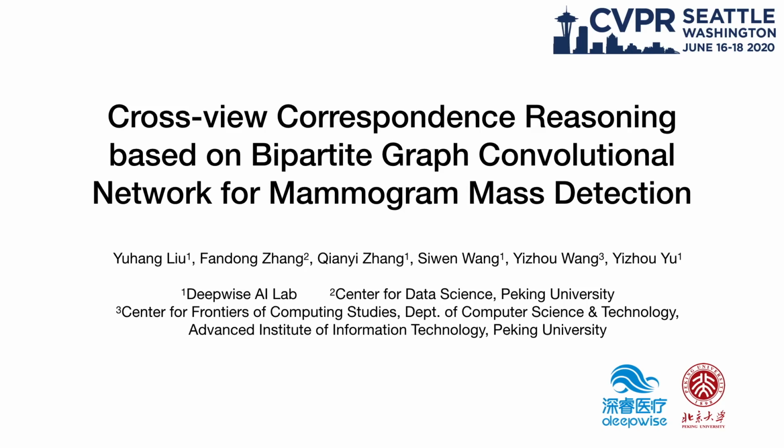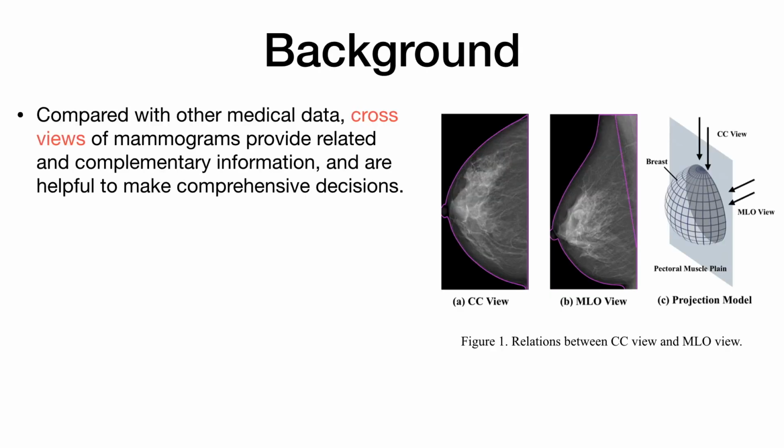I'm glad to present our recent approach, cross-view correspondence reasoning based on bipartite graph convolutional network for mammogram mass detection. Compared with other medical data, cross-views of mammograms provide related and complementary information, which is helpful in clinical interpretation. Figure 1 shows the relation of cross-views.